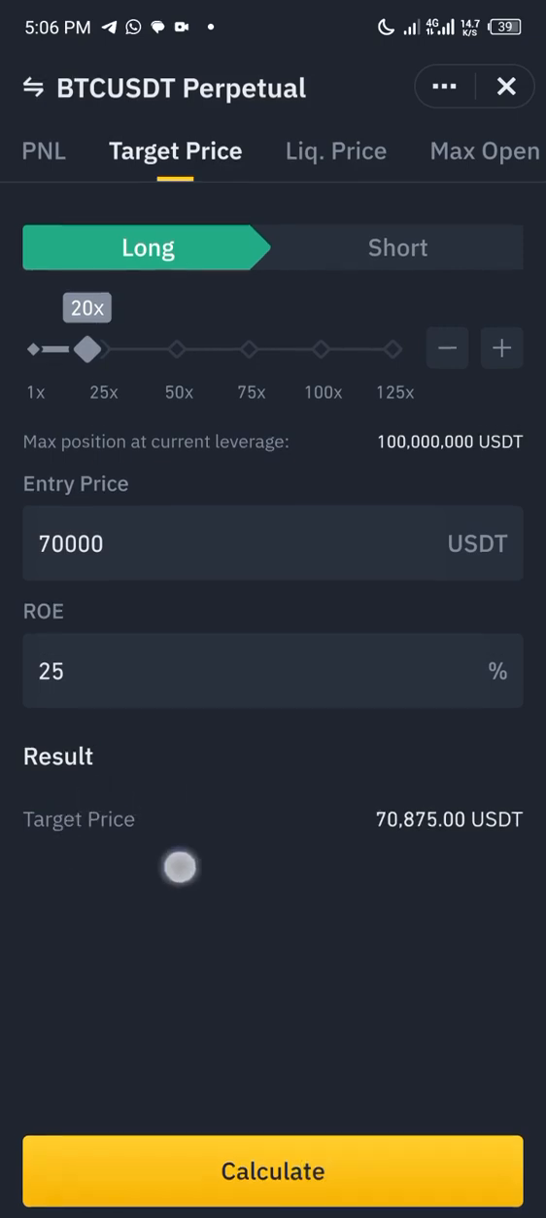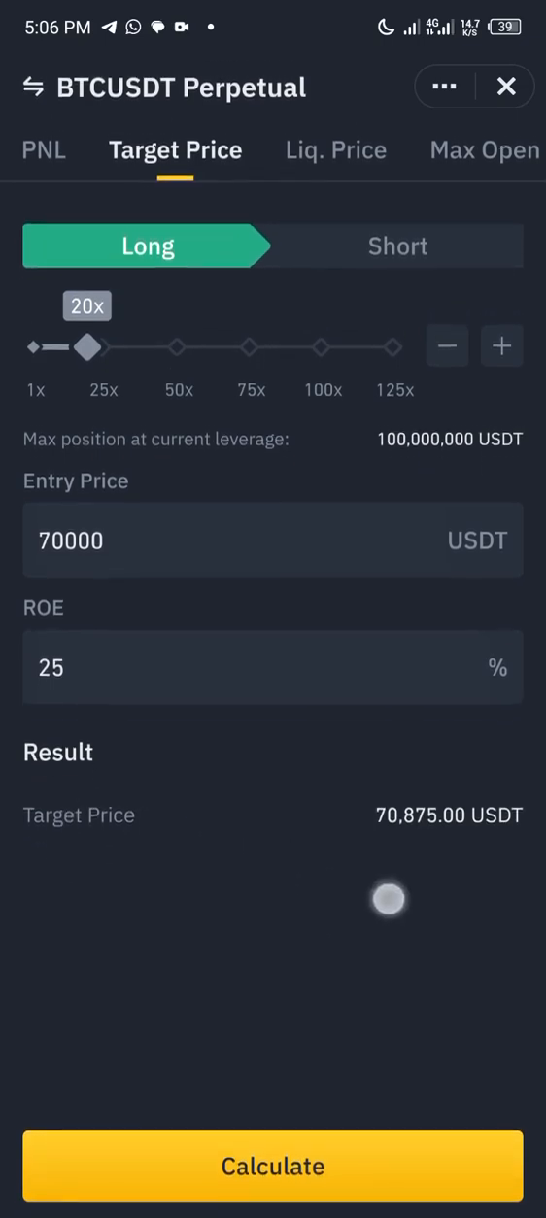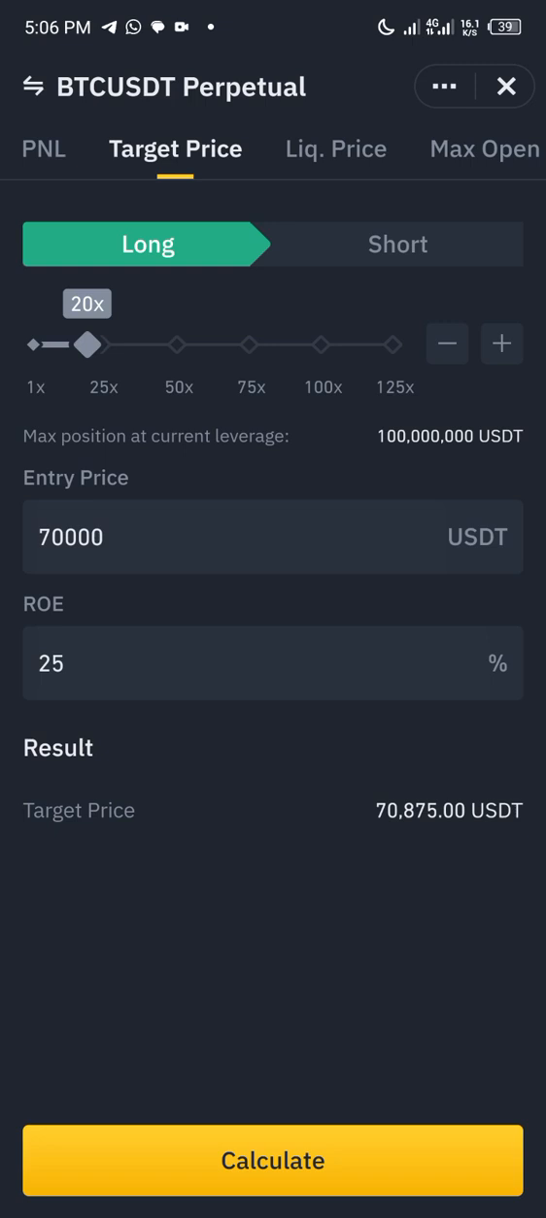So you can see the target price. This target price is telling me that if I want to earn 25% on my investment, if Bitcoin has risen from 70,000 USDT to 70,875 USDT, I've already reached my goal that I should take my profits. So that's how you are going to use the target price. I hope you guys understand. In case there's any question, kindly let me know under the comment section.